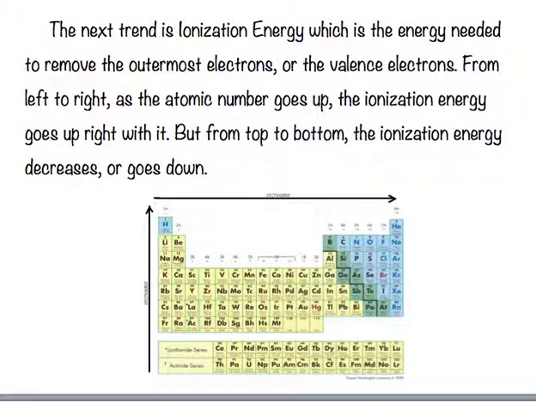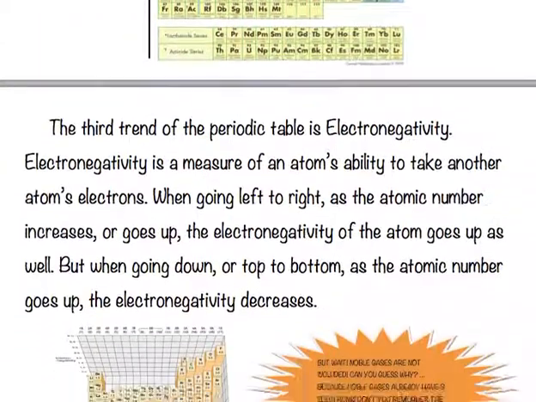The next trend is ionization energy, which is the energy needed to remove the outermost electrons, or the valence electrons. From left to right, as the atomic number goes up, the ionization energy goes up right with it, but from top to bottom, the ionization energy decreases, or goes down.